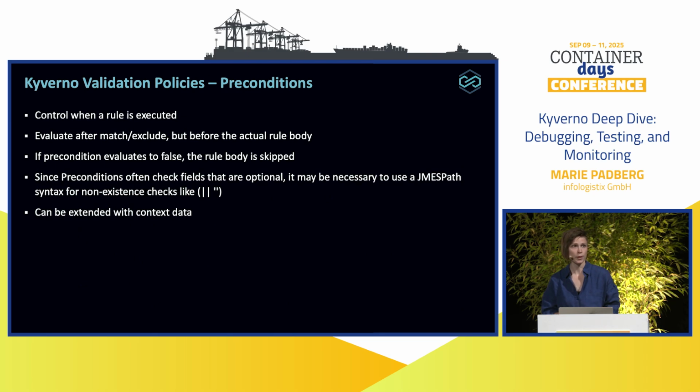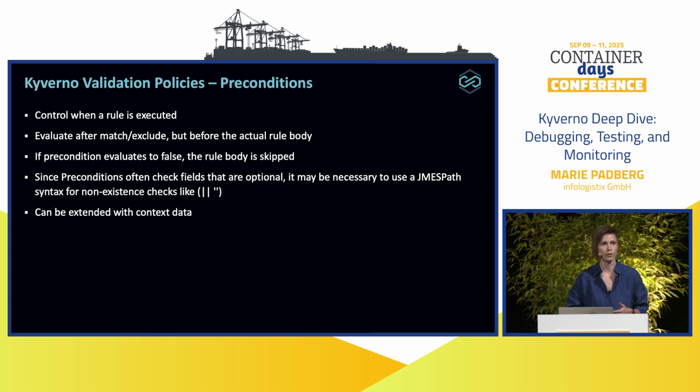Finally, we come to preconditions. Preconditions allow us to add some exceptions. They act like filters you can insert, and they're evaluated after the match exclude clause, but before the actual rule body. And if the precondition evaluates to false, the rule body is skipped. You might need this, for example, if you want to run a rule only if a certain annotation is existent, or if you want to skip some validations for specific namespaces.